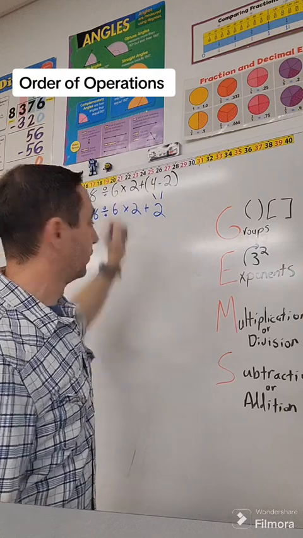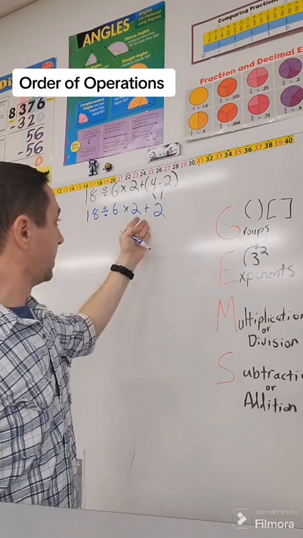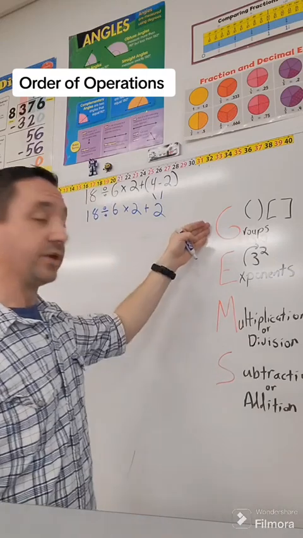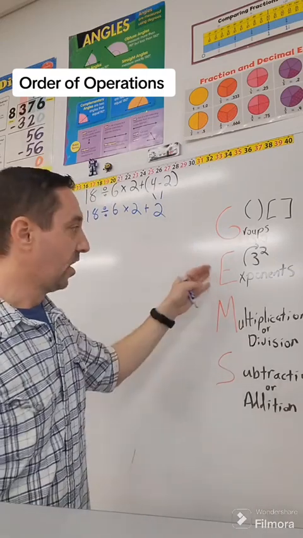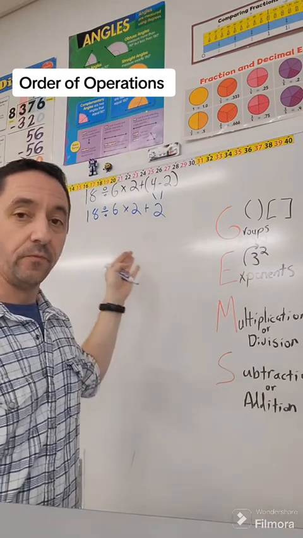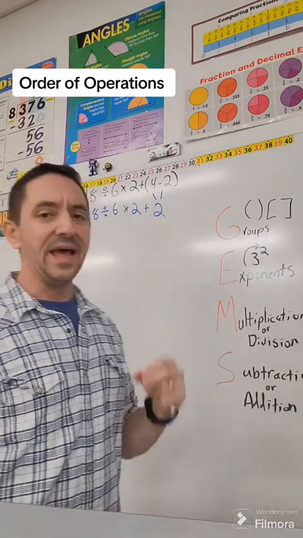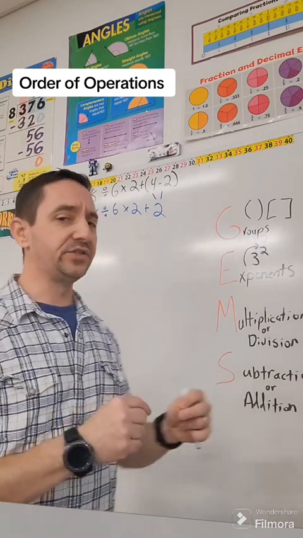Then I bring down the remainder of the expression so that I can have a clear picture of what it is I'm working with. And now I go back to GEMS and I say, okay, now that I've got 18 divided by 6 times 2 plus 2, do I have any groups that I should take care of first? Look at my problem. No. Are there any exponents? No. Is there any multiplication or division? Yes. And this would be the sticking point for some people with PEMDAS and GEMS.